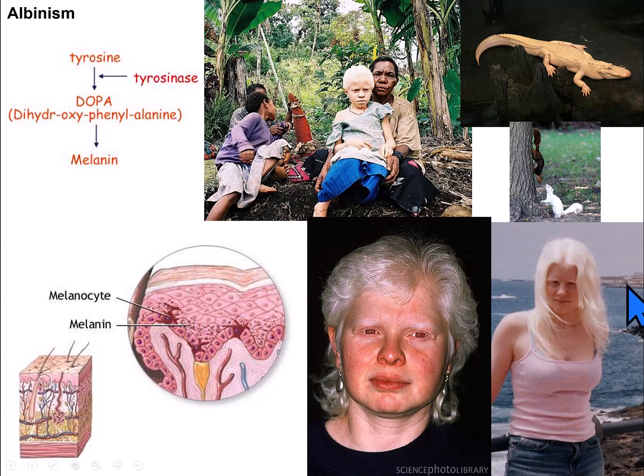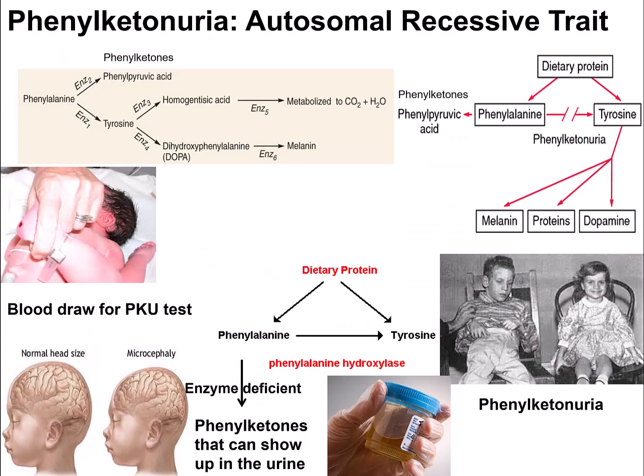For example, in this, the person is missing the enzyme known as tyrosinase, which is used to convert tyrosine over to eventually melanin. And melanin is that pigment you find in the skin. So without this enzyme, the person is not able to make melanin, and they wind up with albinism.